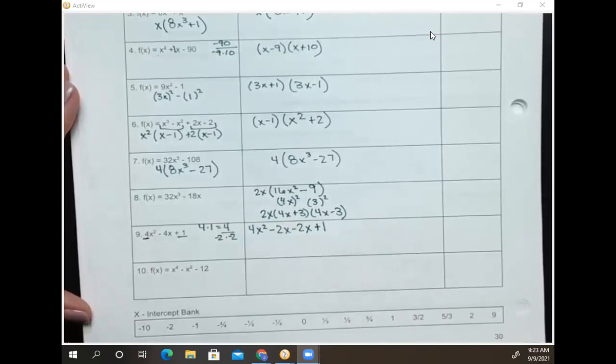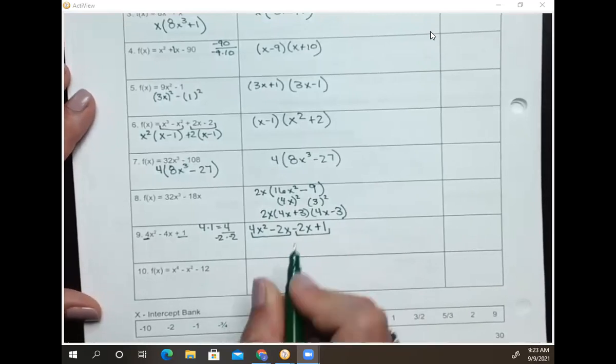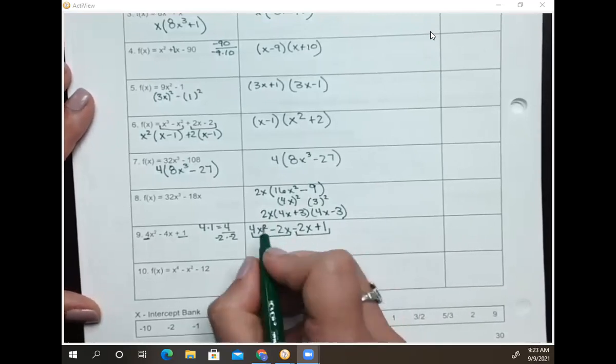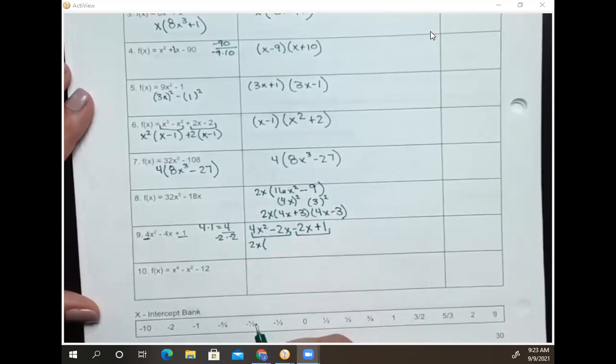Now that it's 4 terms, we're going to group. What's the GCF for my first group? 2x, very good. What's left over when I factor out 2x?